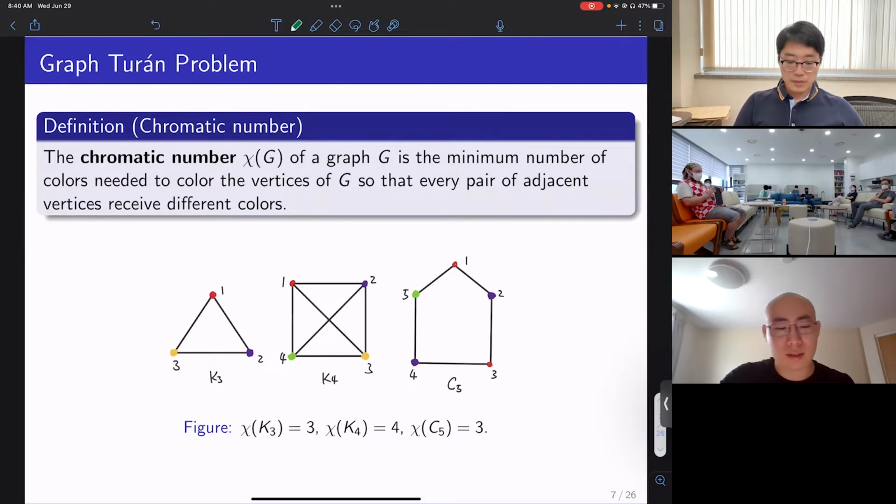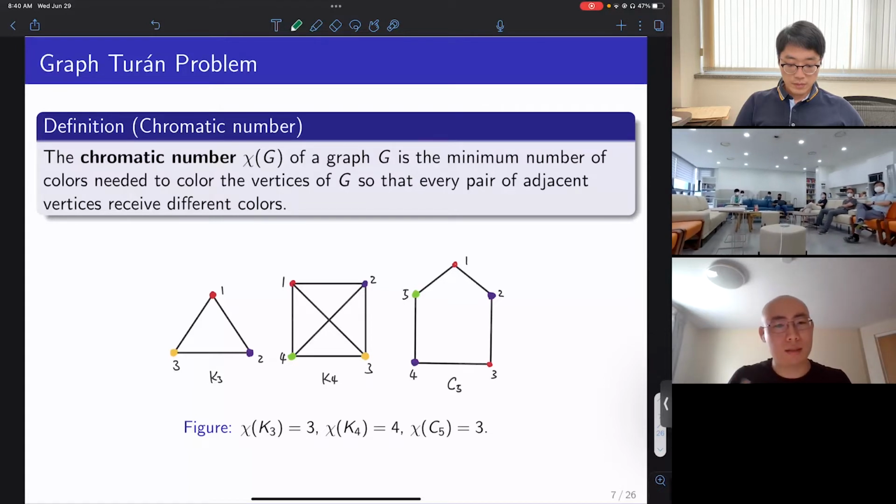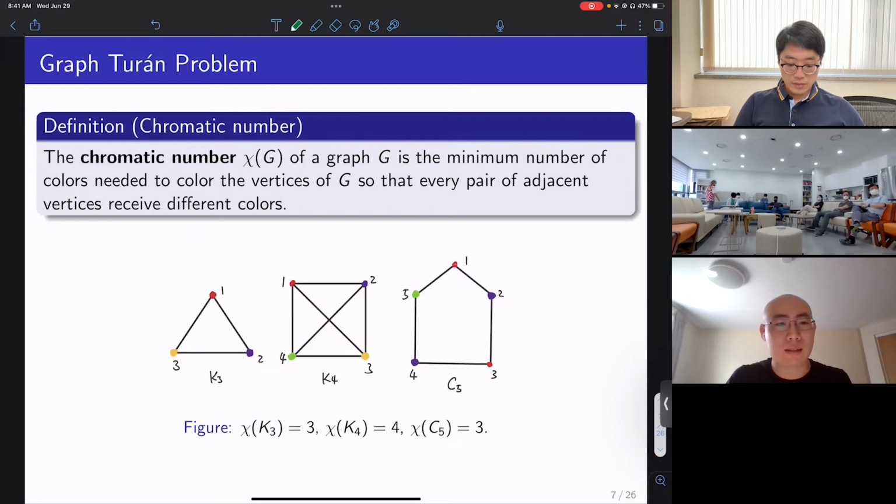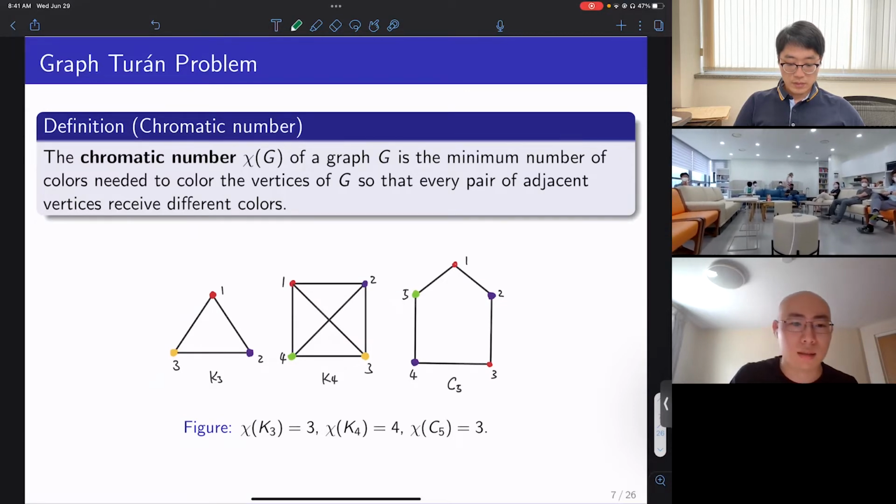So to introduce their result, we need one more definition. The chromatic number, meaning the minimum number of colors you need to properly color a graph. For a complete graph, say for K3 you need 3 colors to properly color this complete graph. For K4 you need 4 colors, and for C5 the chromatic number is 3. So you need 3 colors.